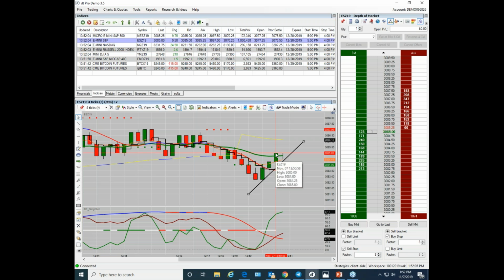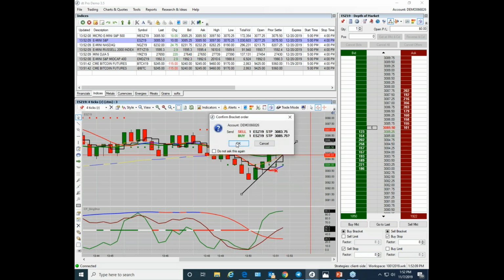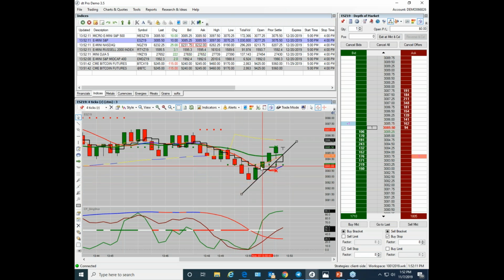If the high is 85, the low will be 83.75. Still have the separation. Trend line's there.